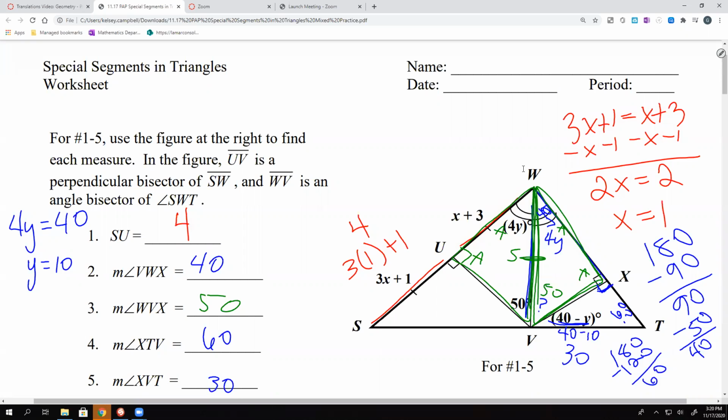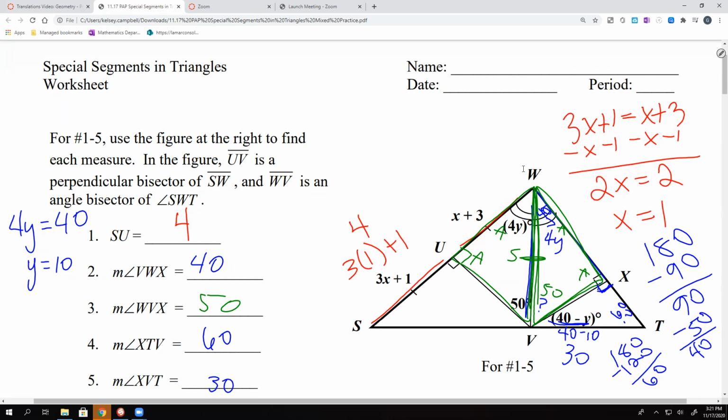60, or 90 plus 30. This is a 90 right here, and then we figured out this was 30. I'm looking at this little triangle. 90 plus 30, 9 plus 3, 12. So yes, guys, do y'all see how everything is all connected, and everything's building one on top of the other?